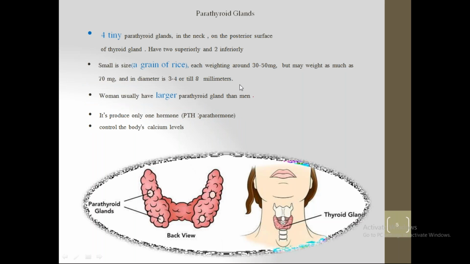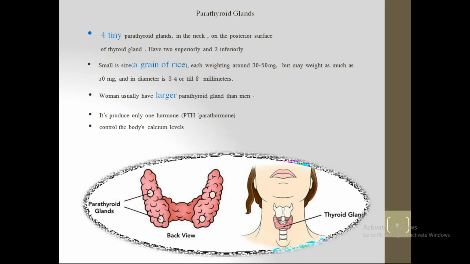Okay, there are four tiny glands which are located in the neck on the posterior surface of the thyroid gland. Two are present superiorly and two inferiorly. The size of the glands is very small, almost equal to the size of a rice grain. Okay, each weighing around 30 to 50 milligrams, but can weigh up to 70 milligrams, and 3 to 8 millimeters in diameter.